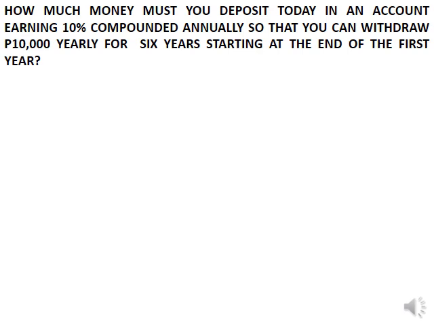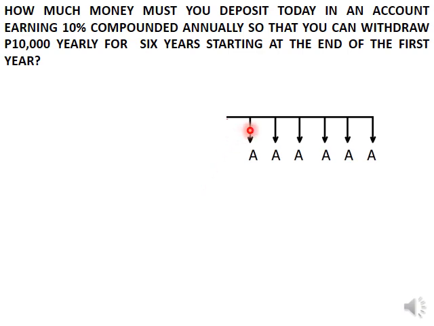Okay, let's try this. How much money must you deposit today in an account earning 10% compounded annually so that you can withdraw 10,000 yearly for 6 years, starting at the end of the first year? Okay, so this is the scenario. We have a uniform cash flow for 6 years: 1, 2, 3, 4, 5, and 6. We want to withdraw 10,000 at the end of each year.